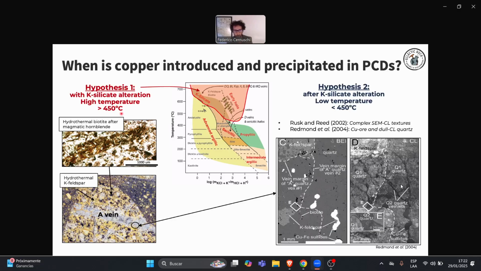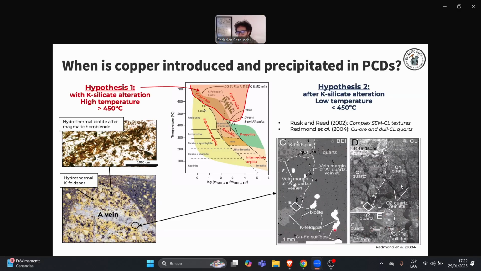More recently, we started doing cathodoluminescence in quartz veins, and Bertrand showed several beautiful images of this. If you have a look in cathodoluminescence at a quartz vein like this one, you see that in reality there are multiple generations of quartz in that vein. And this comes from early work from Patrick Redmond, Brian Rusk and Mike Reed.